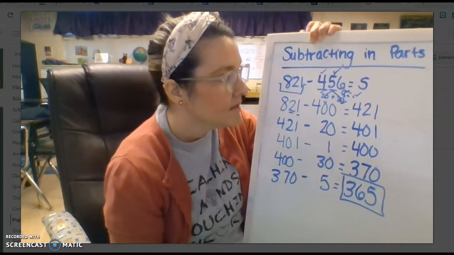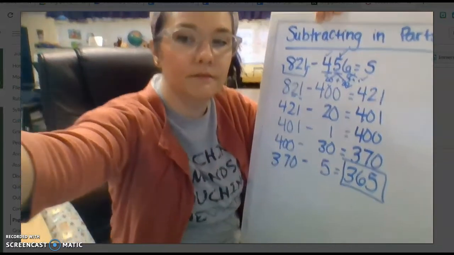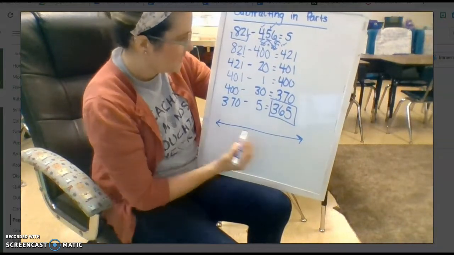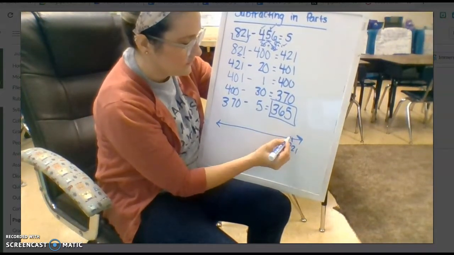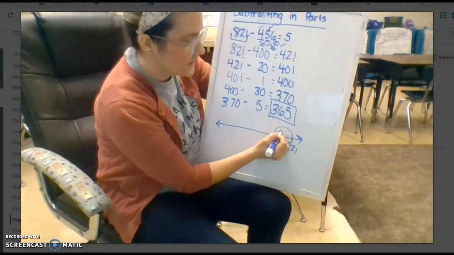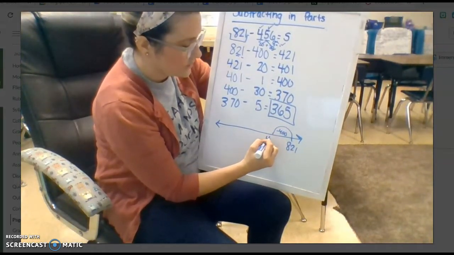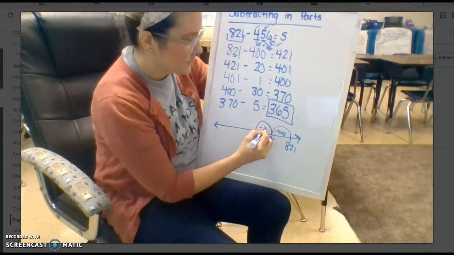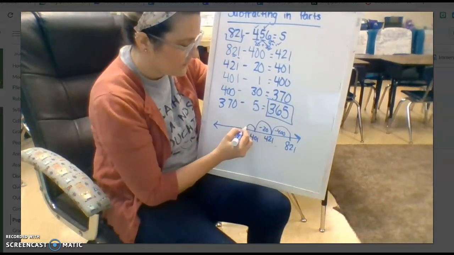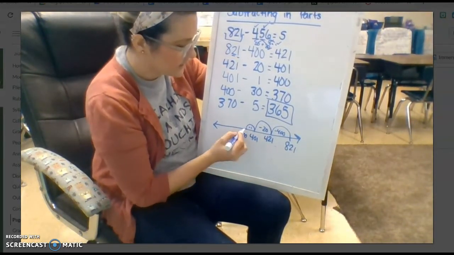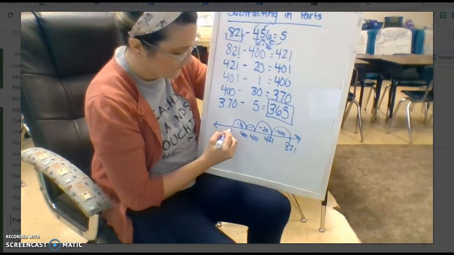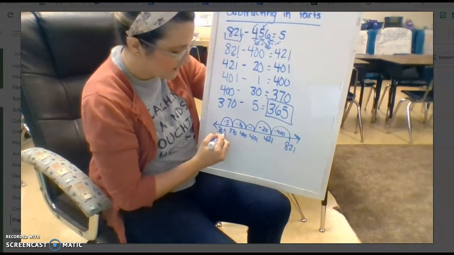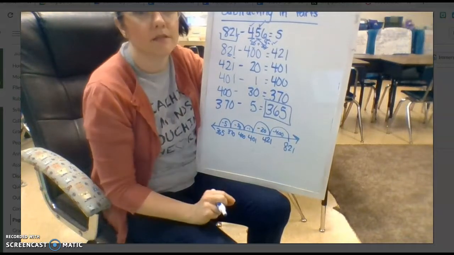Okay? You can also model this on a number line. Okay, and I'm going to scoot that this way so you can see. If I start at 821, I may take away my 400, and I'll be at 421. Sometimes you're able to visually see it better on a number line. Minus 20 gets me to 401. Minus 1 got me to 400. Minus 30, 370. Minus 5, 365. So on this number line, where is my answer?